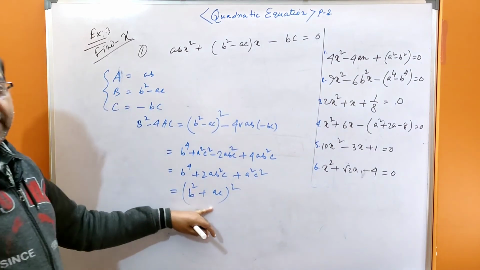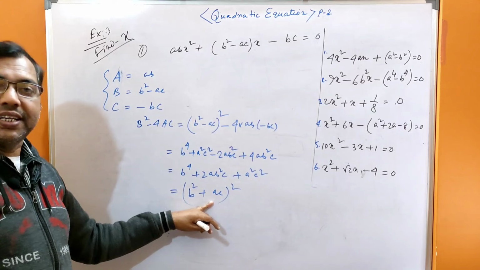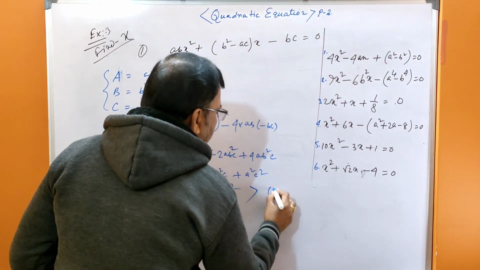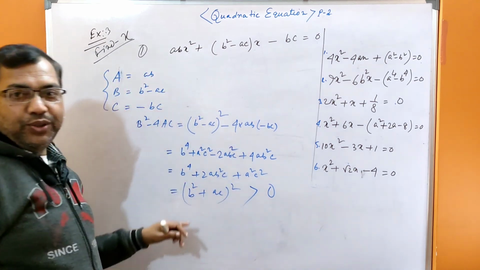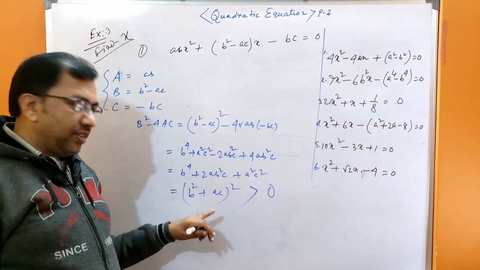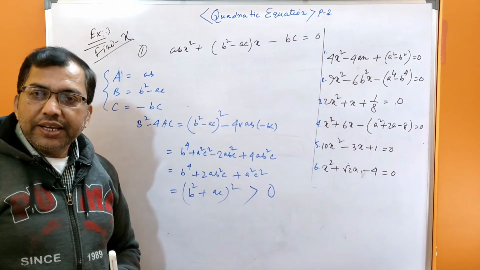क्लियर? So this is obviously greater than 0 value. So when it's greater than 0, that means roots are real. It has real roots. Clear? So real roots होने के लिए क्या होगा?